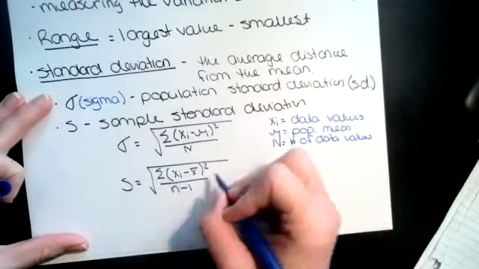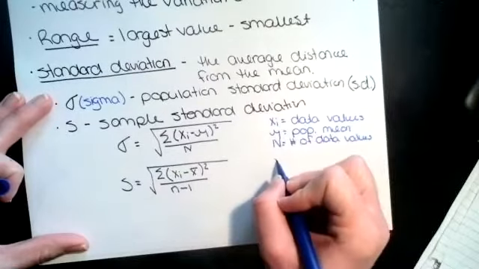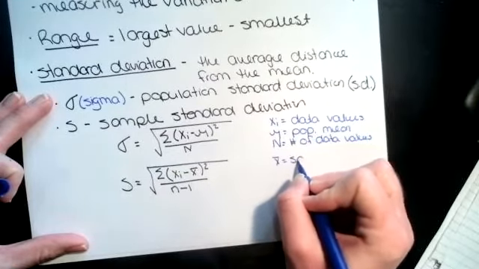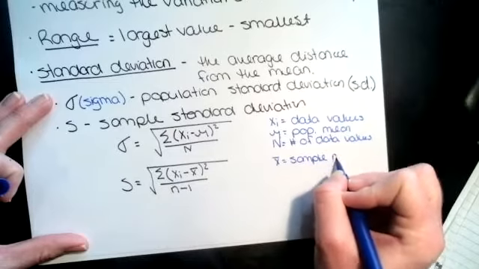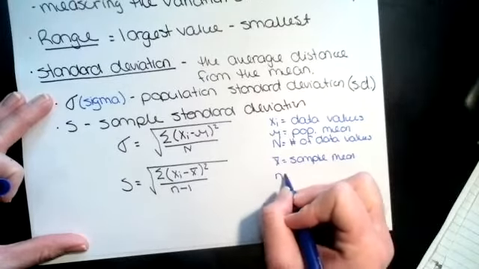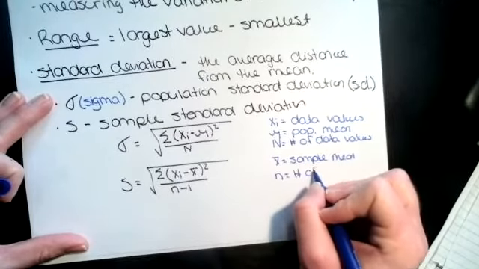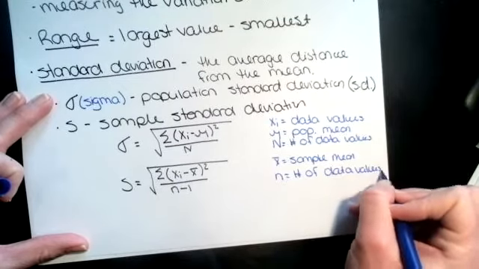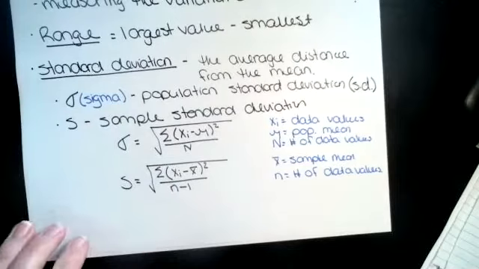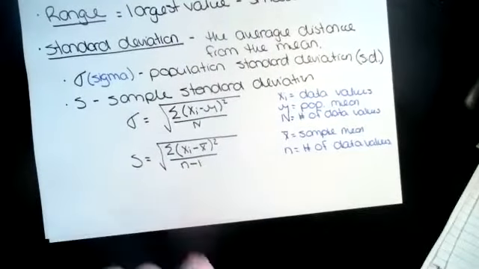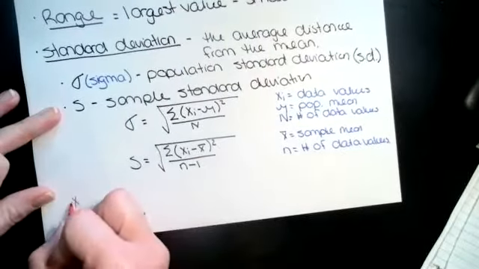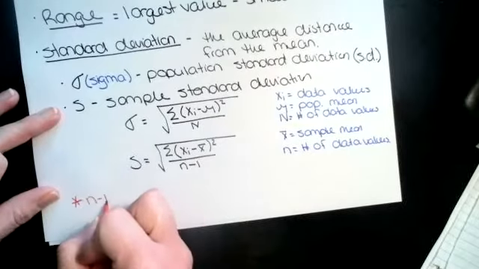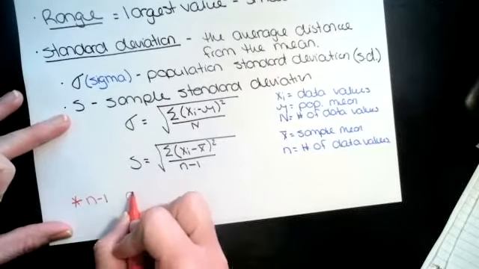So here, xi is still my data values. X bar is the sample mean. And n is the number of data values still. It's just in my sample. Now, n minus 1, I'm just going to make a little note down here. N minus 1 is what we call degrees of freedom.